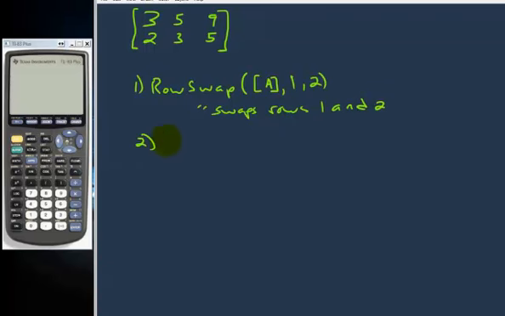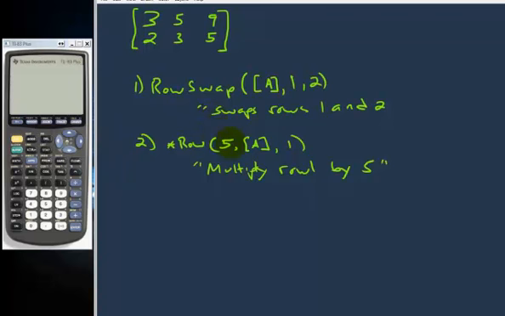The second one looks like this. It has a little multiplication sign, then row, and then parentheses. In the parentheses, the first parameter is what you're multiplying the row by, so let's say 5. Then it asks what matrix, matrix A, and then what row, say 1. So what this says is multiply row 1 by 5. That's our second function.